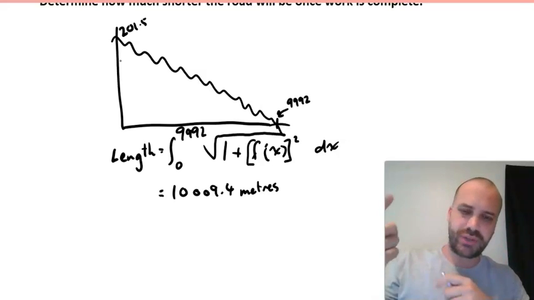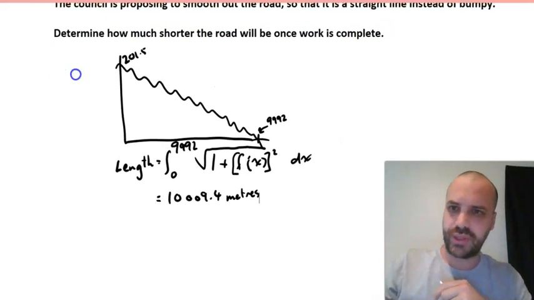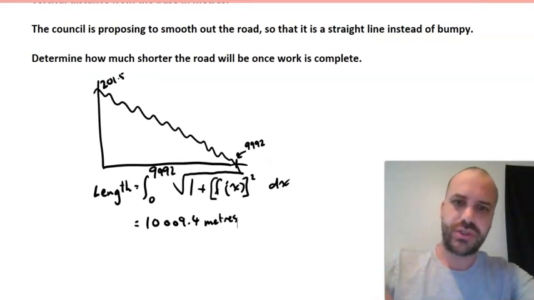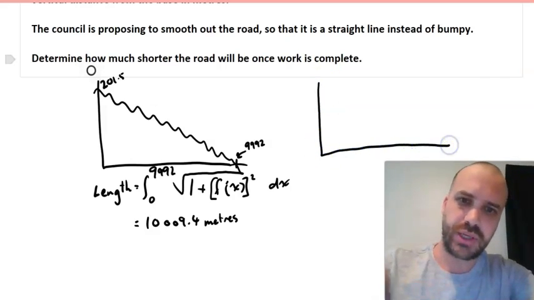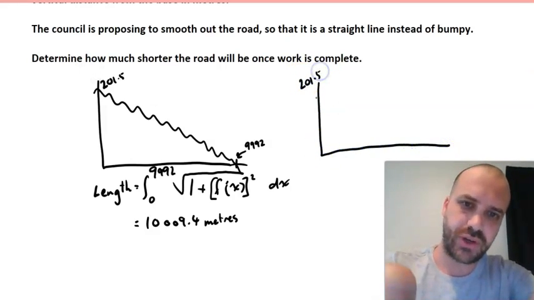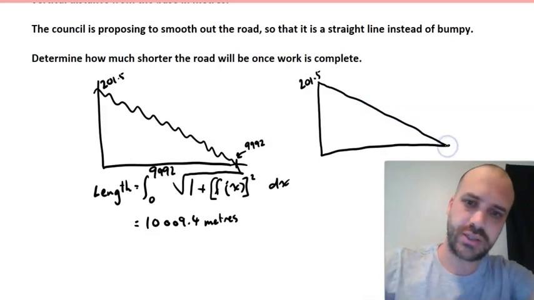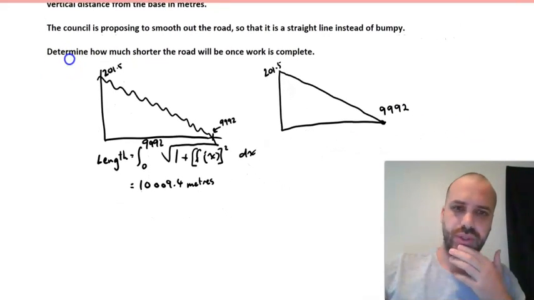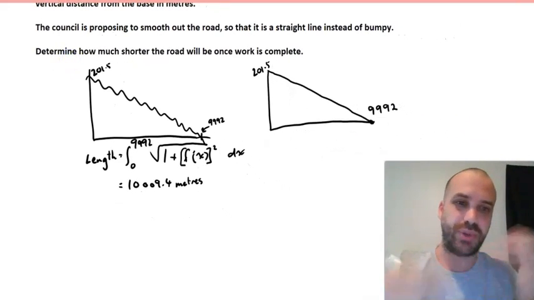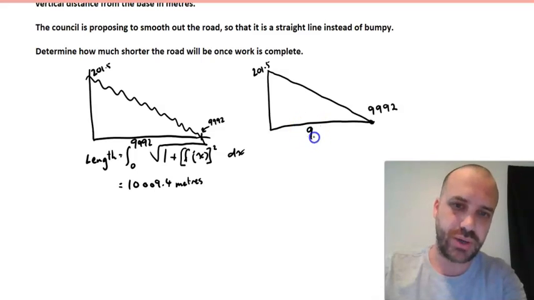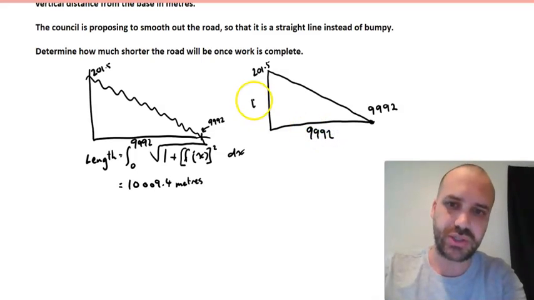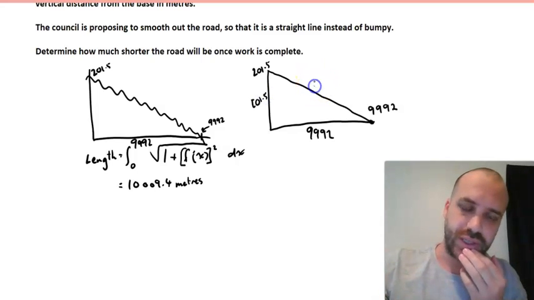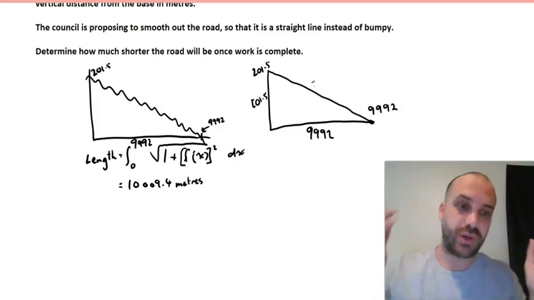I think the next part of it, though, is going to tell me whether I am correct or not. We're going to smooth out the road. So we're going to have the same thing. We're going to be going from 201.5, and we're just going to go straight down to 9992. All right, so we can just do this like Pythagoras' theorem style, right? Because we know that the length of that is 9992. We know that that is 201.5. So this is our c squared in Pythagoras' theorem.